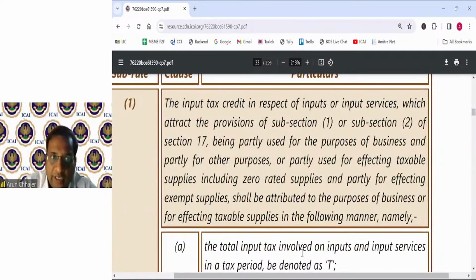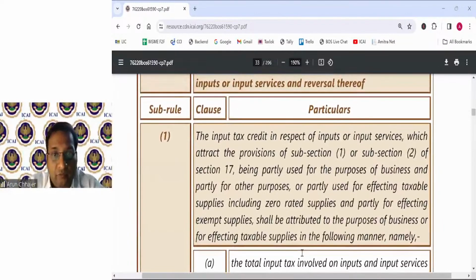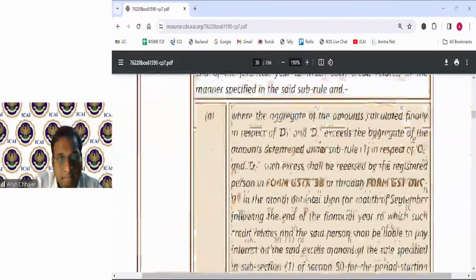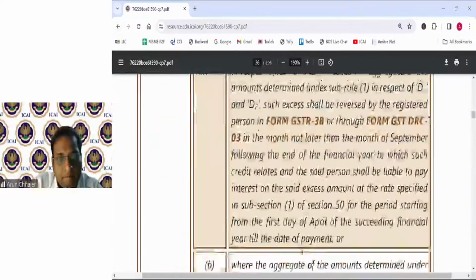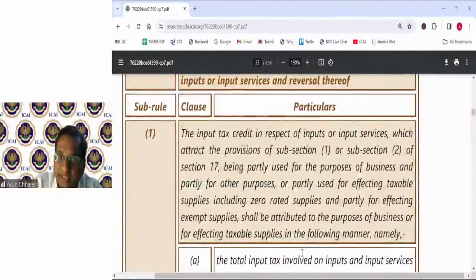We'll move to rule 42. Rule 42, what does it say? We have to spend sizable time on rule 42. We'll discuss it one by one. First we will read the theory. It will take some time, and then we will read the analysis, and finally we will do a practical case study either today or in the next class.